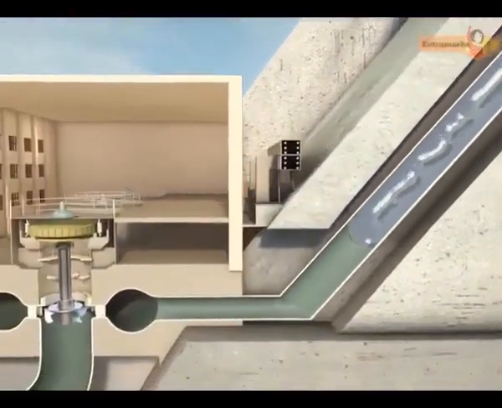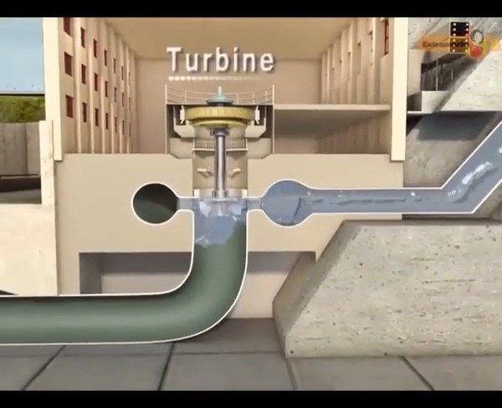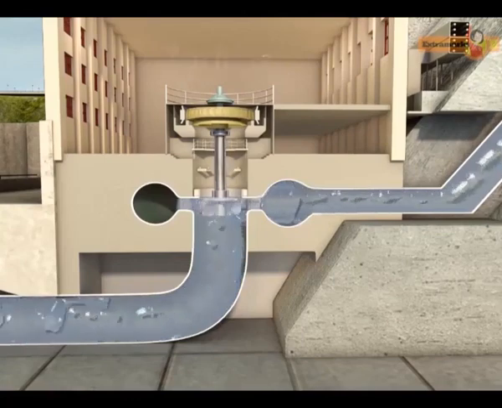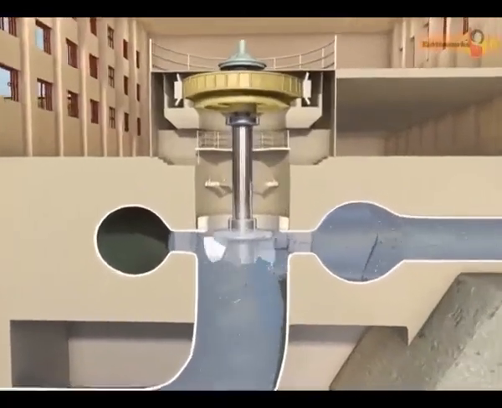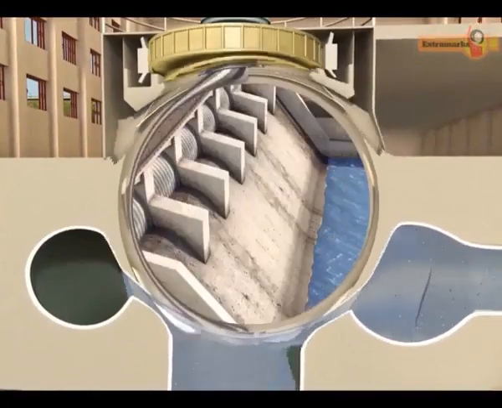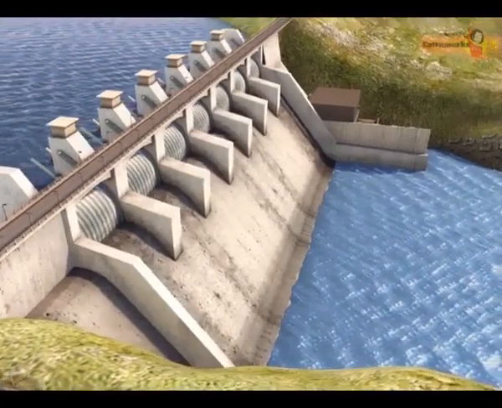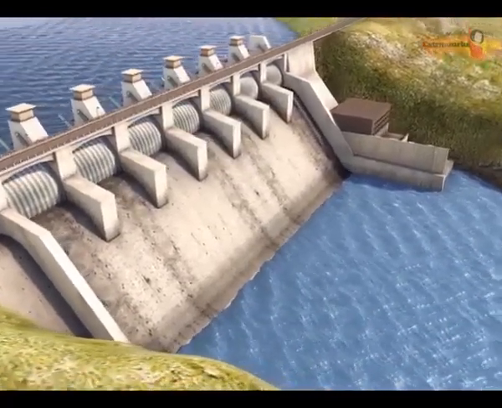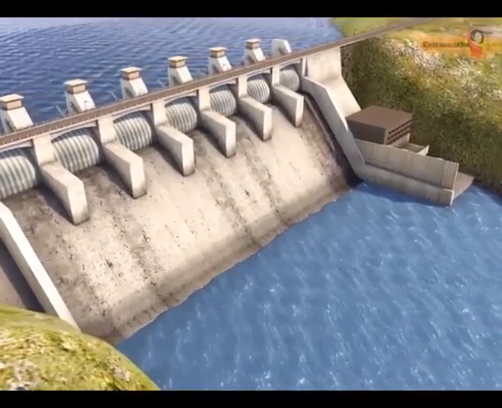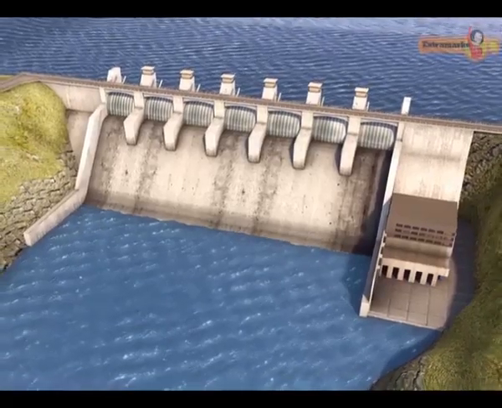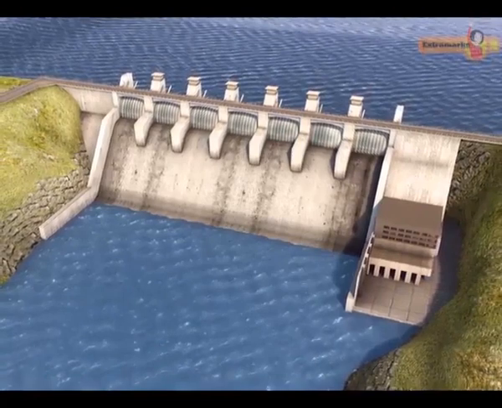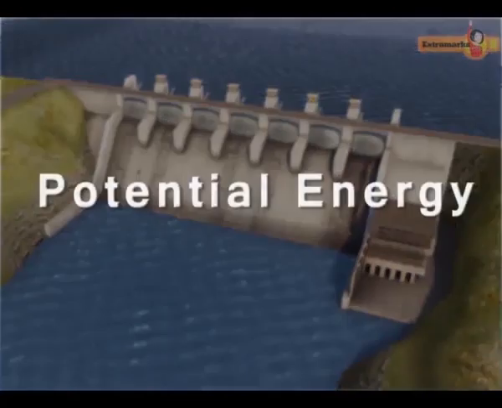This stored water falls on the turbine from a large height and thus rotates the shaft of the generator connected to it. What is the name given to this energy of water stored at a height? This energy is known as potential energy.